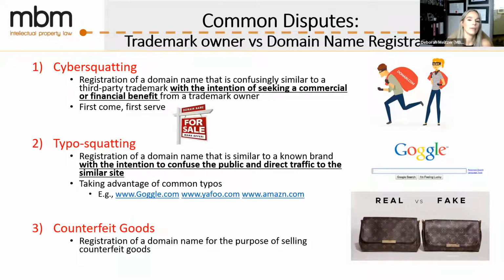So for example, I don't know if Nike has Nike.com, I'm assuming they do. One that I dealt with involved a similar famous brand, and I'm going to use Nike as the example.